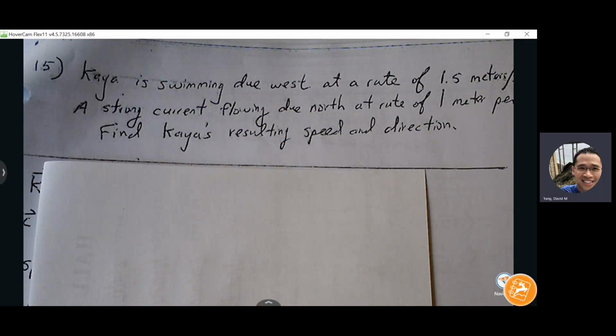Okay, so Kaya is swimming due west at a rate of 1.5 meters per second. Strong current flowing due north at a rate of 1 meter per second. Find her resulting speed and direction.